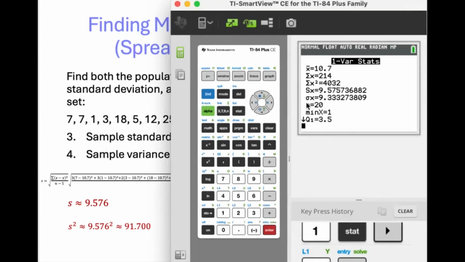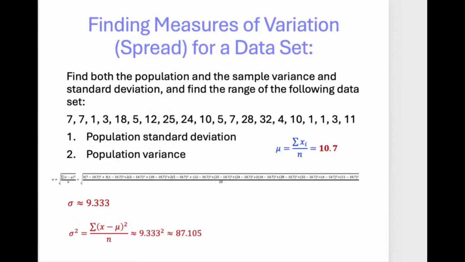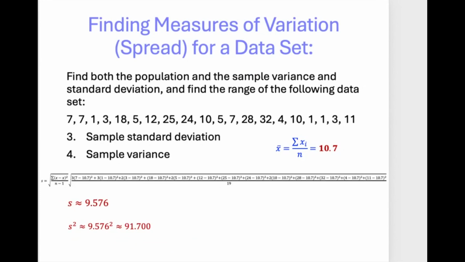And then notice here, this is the population standard deviation, sigma of x. Now that's 9.333, and that's what we saw earlier. This is the sample one. There we go. So this is the population one. This is the sample one.